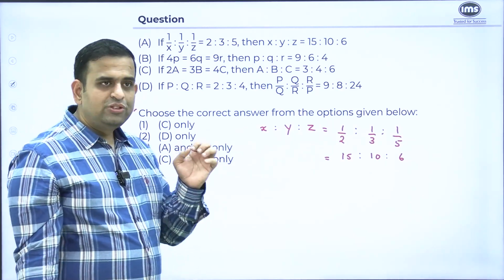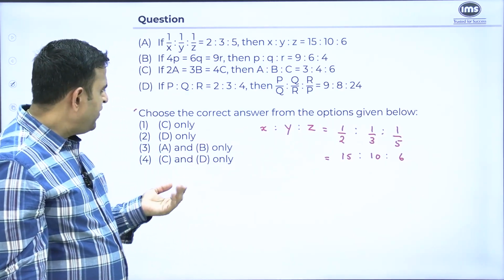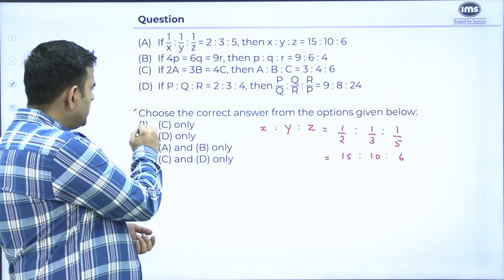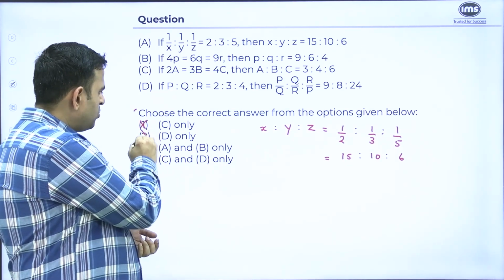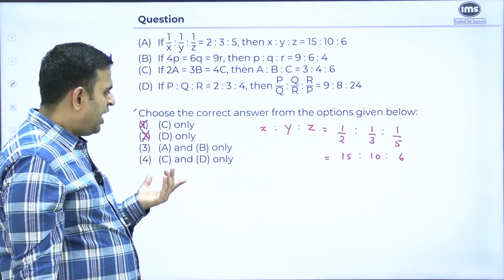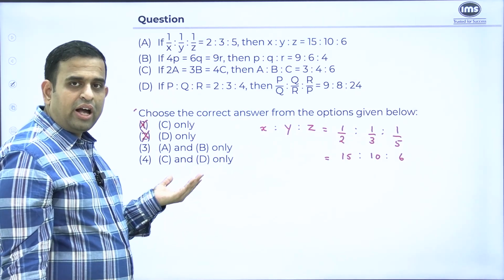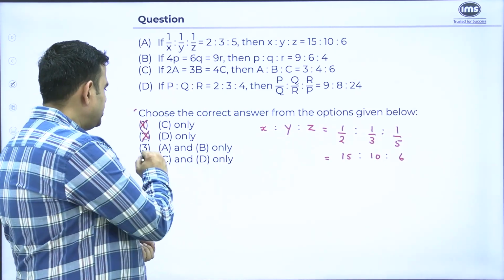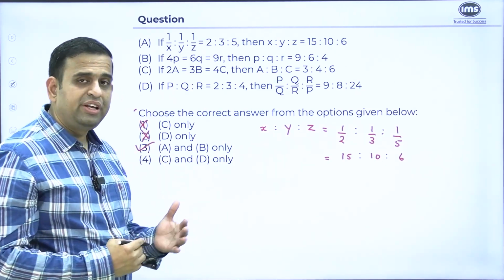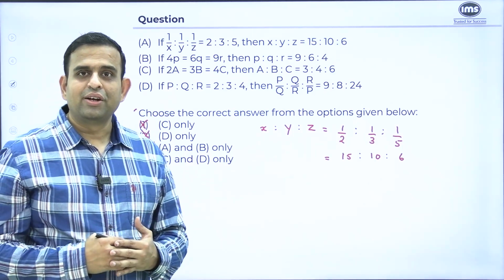And now if I use the smart trick over here, if A is true, I can say option number 1 can't be the answer. Option number 2 can't be the answer. And if A happens to be true, and if I look at option number 3 and 4, I should safely choose to mark option number 3 as the answer for this particular question.